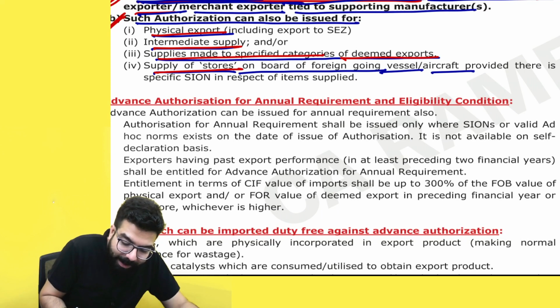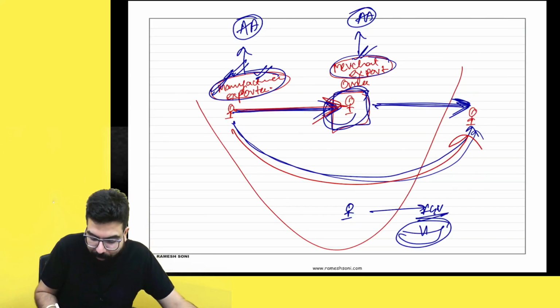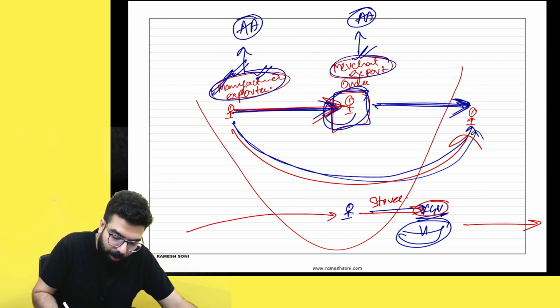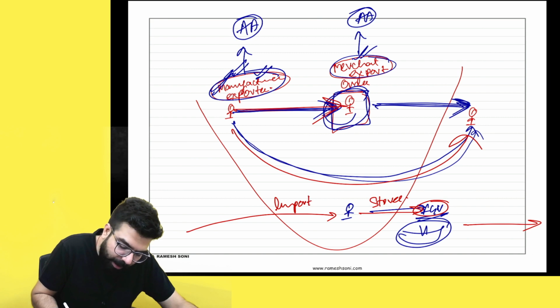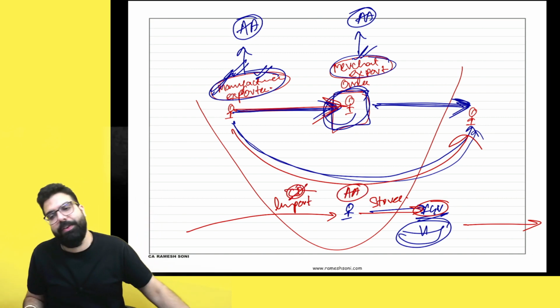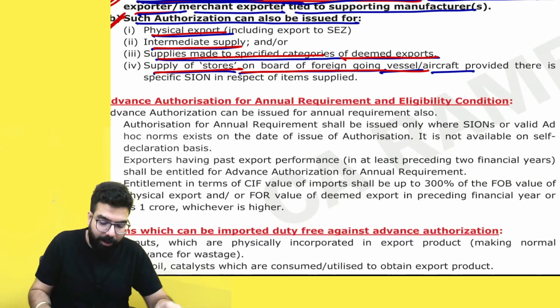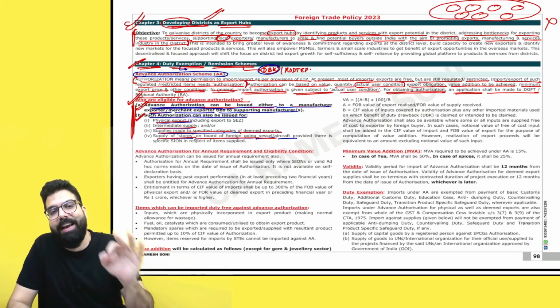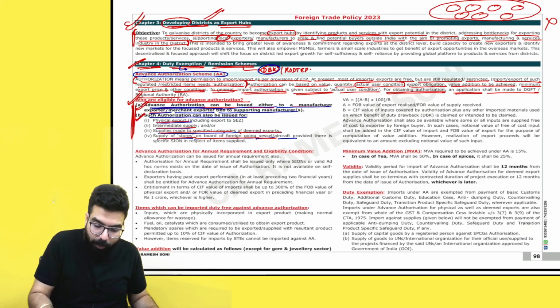Sir, if you are supplying as stores on foreign going vessels, so sir there is a foreign going vessel which is going outside India. If you are supplying stores to that foreign going vessel, then also if you want import without payment of any custom duty, you can go ahead and take advance authorization from the DGFT office. DGFT will go ahead and give you the advance authorization. Done sir, point is clear. Remember what are the categories which are eligible for advance authorization. Remember this point from exam point of view.